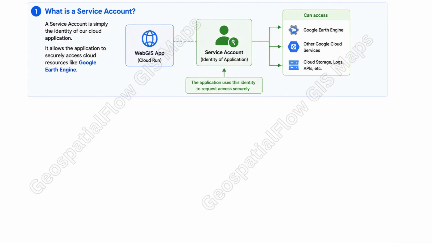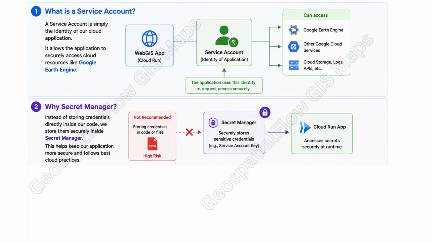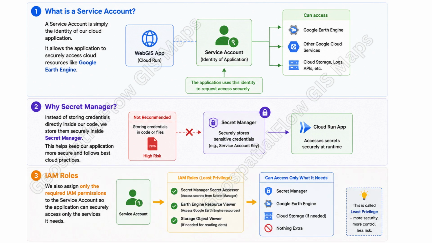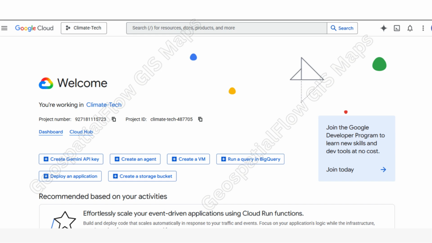Let's understand why we need Service Account and Secret Manager. Service Account is the identity of the cloud application. It allows the application to securely access cloud resources like Google Earth Engine. Instead of storing credentials directly inside the code, we store them securely inside Secret Manager. So this helps keep our application more secure and follows best cloud practices. We also assign required IAM permissions to the service account so the application can securely access only the services it needs. Now let's learn how to create a service account and securely store credentials using Secret Manager.